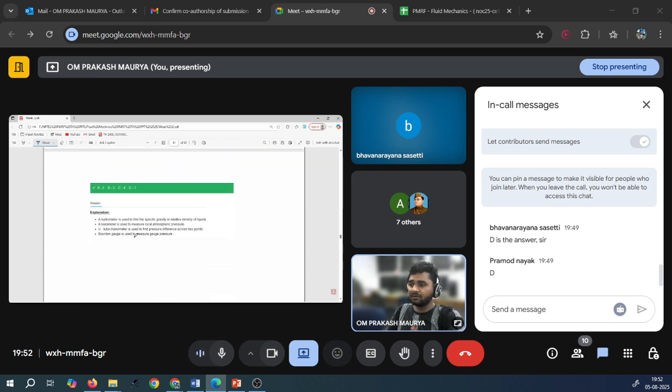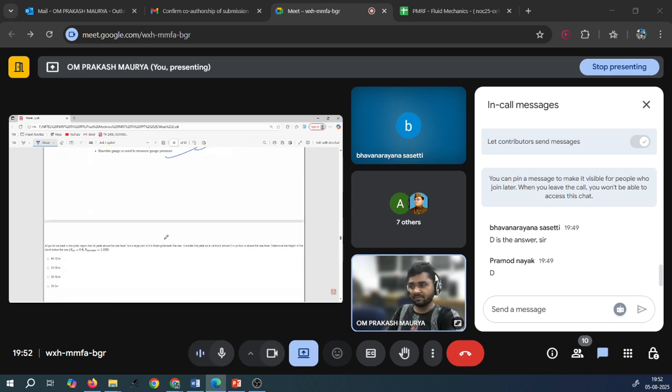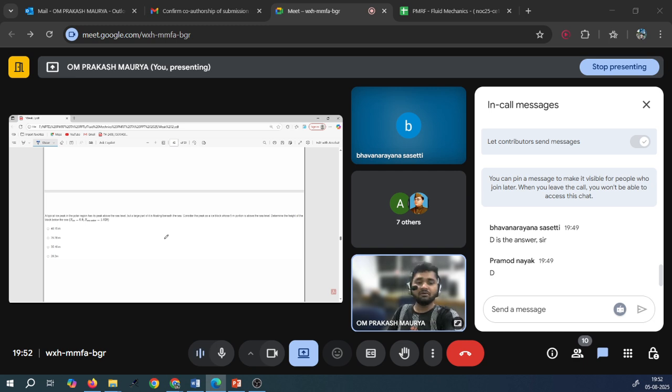So now here is given already. A hydrometer is used to find a specific gravity and relative density of the liquid. Barometer is used for the local atmospheric pressure. U-tube manometer is used for the pressure difference, and Bourdon gauge is used to measure the gauge pressure. Always remember this, please. So now a very small numerical.